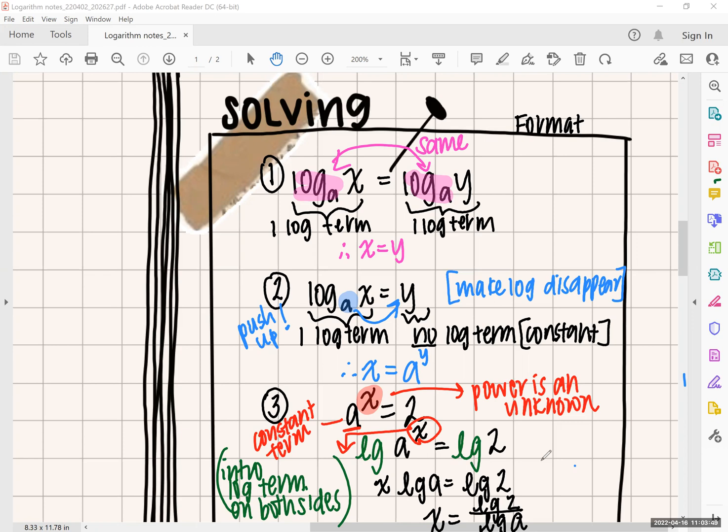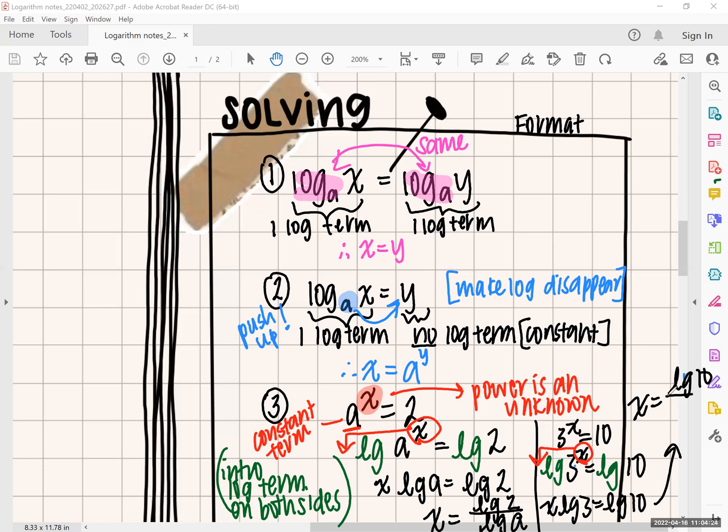Got it so far? So how do you apply? Example, I have 3^x is equal to 10, right? So remember I told you to introduce log. Log 3^x is equal to log 10. Okay, see guys, the power bring down. So therefore I can say that x log 3 is equal to log 10. And from here I can say that x is equal to log 10 over log 3.